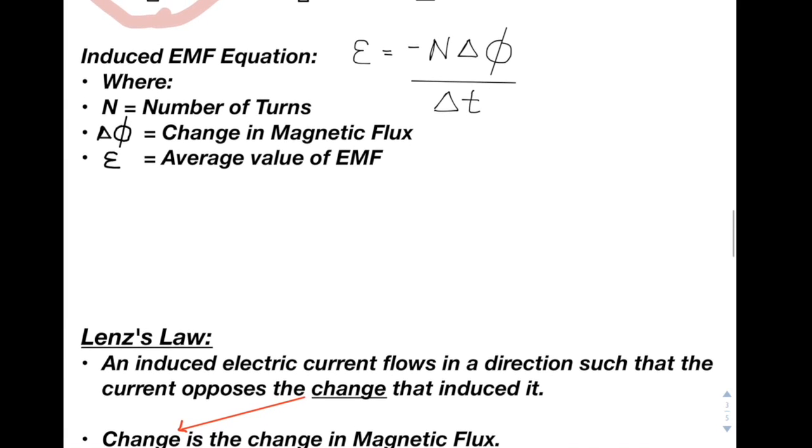And many people often get confused with the reason why there's a negative sign in front of this equation. Basically this just tells us that we need to consider the direction of the EMF, because the electromotive force is a vector value, so it has a direction associated with it.